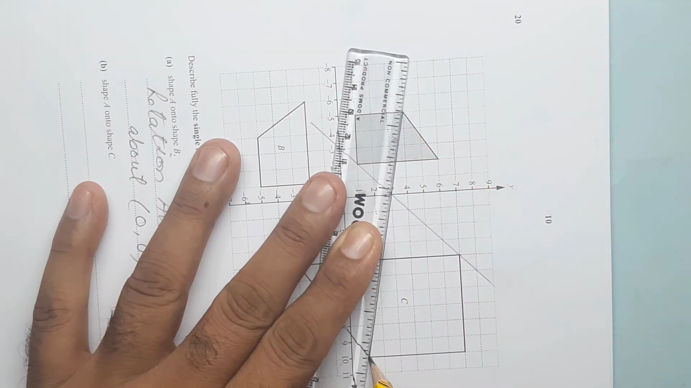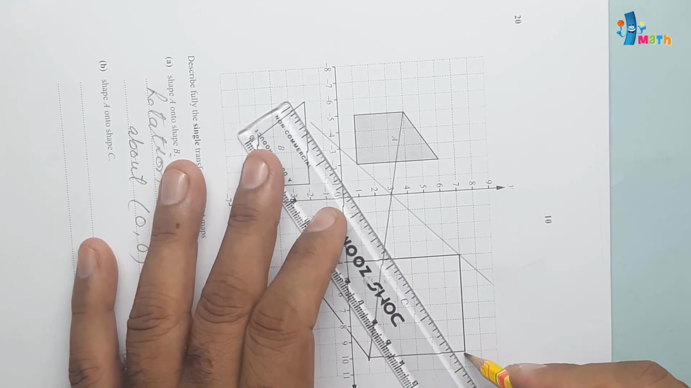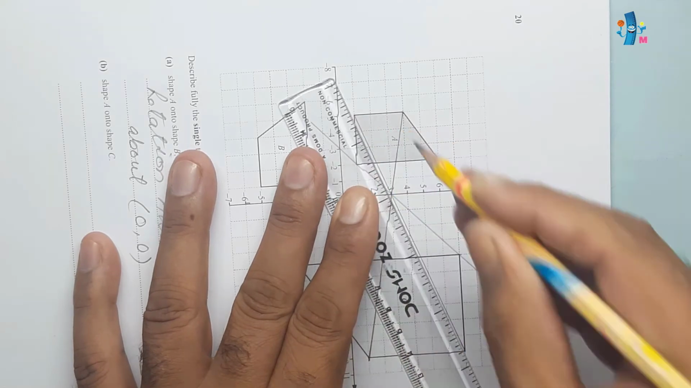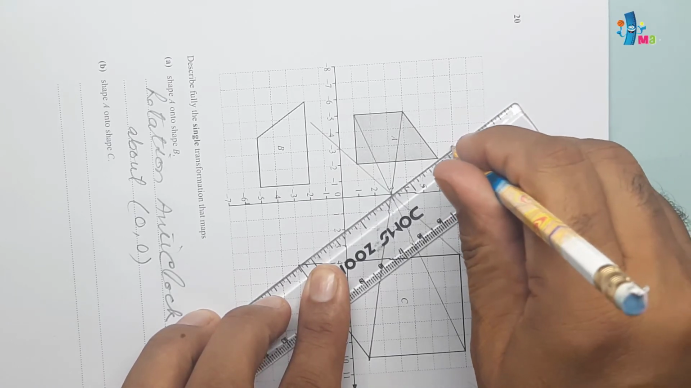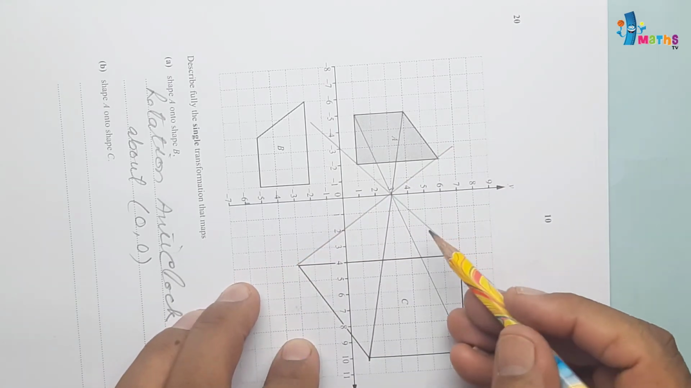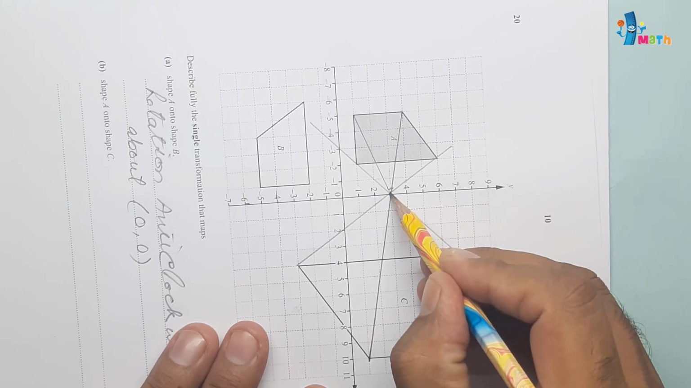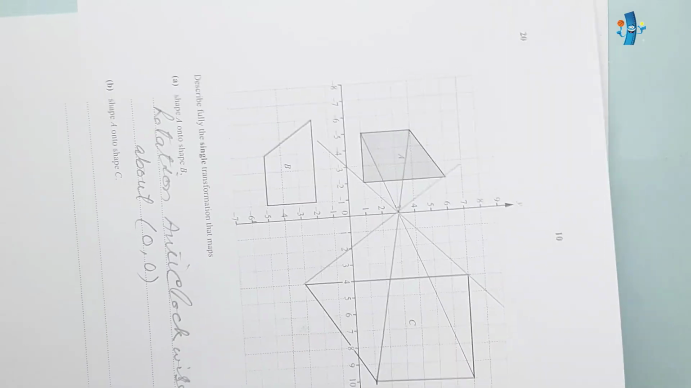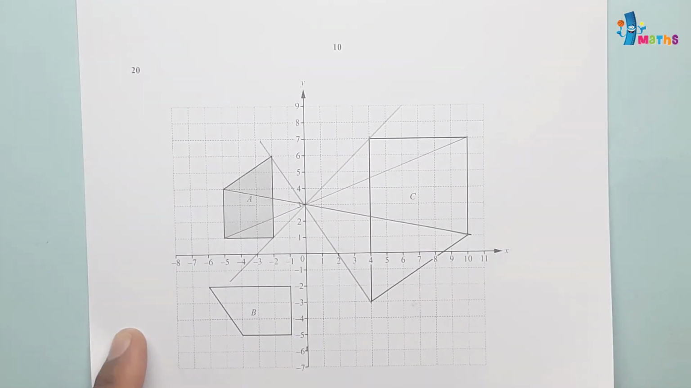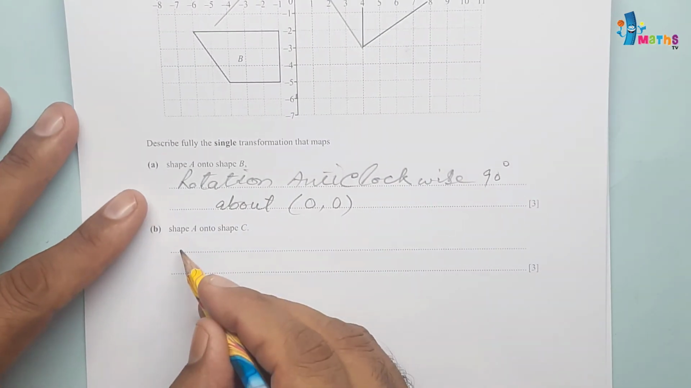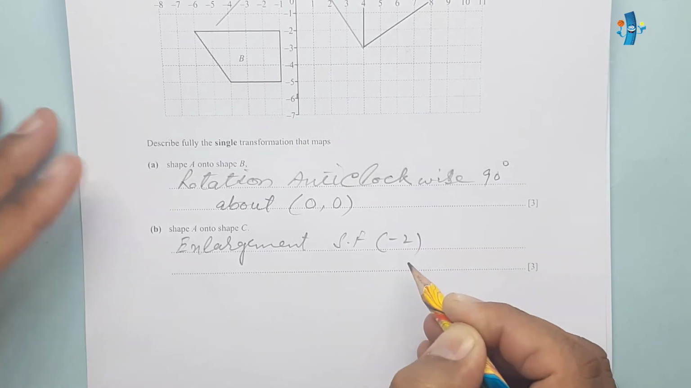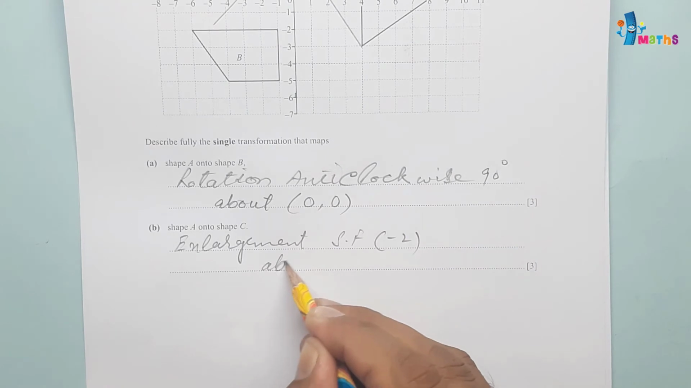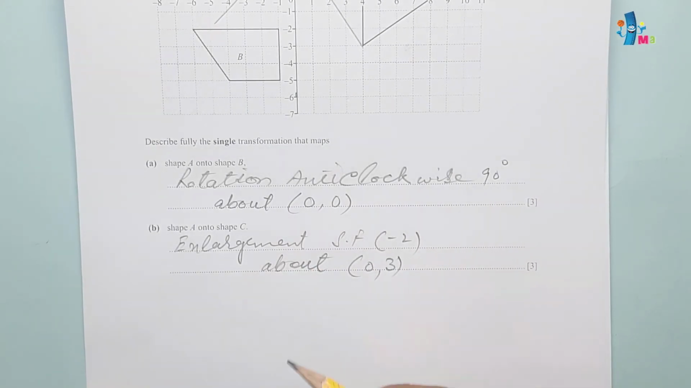and to this one. Then we can join this point with this corner, and the remaining will be this one. So even we can join this and see all lines are passing through a single point, and that is the center, which is this one, which is (0, 3). So it is basically enlargement. This is enlargement by scale factor -2, because this is the other side of the center. So we will write here the answer as enlargement scale factor -2 and center, or we can write about, and (0, 3) will be the center of enlargement.